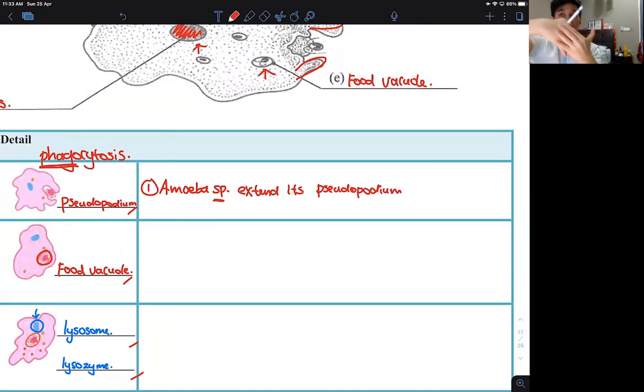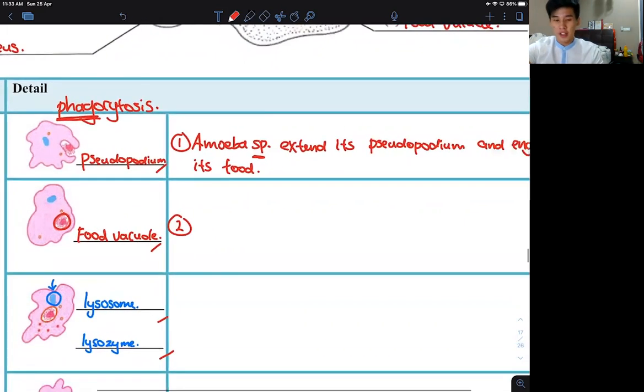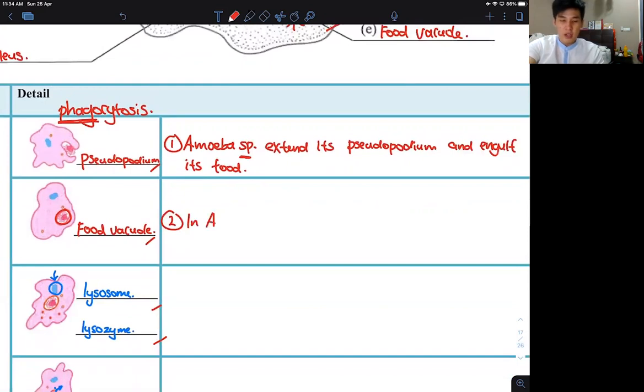And then I eat the food, right? So we say engulf its food. Then next, a food vacuole then forms inside the amoeba. So you just have to say food vacuole forms around the food.